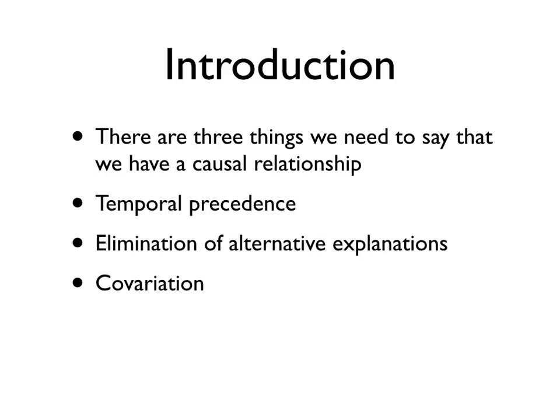Finally, we have to say there's covariation, such that as X changes, Y changes in some systematic fashion. Now, it could be systematically goes up and down. It could be two groups go up and one group goes down. It doesn't matter, but there has to be some covariation, right?